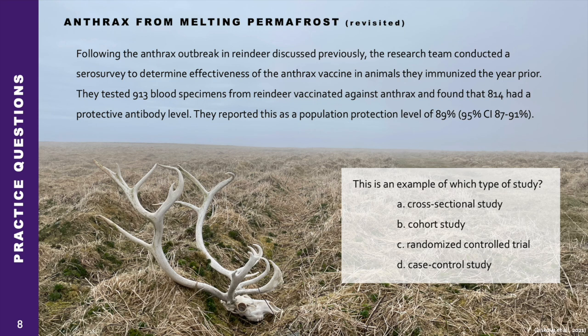They tested 913 blood specimens from reindeer vaccinated against anthrax and found that 814 had a protective antibody level. They reported this as a population protection level of 89%, with a 95% confidence interval of 87 to 91%. This is an example of which type of study?